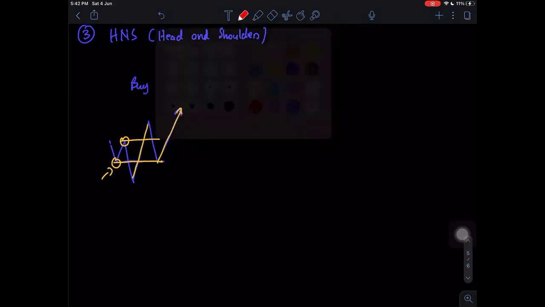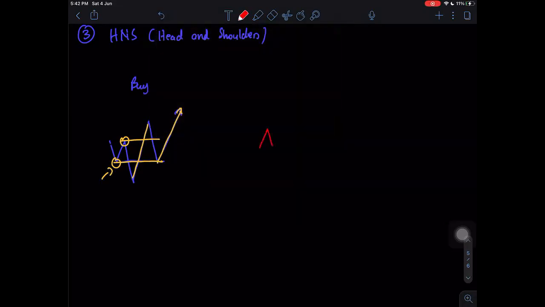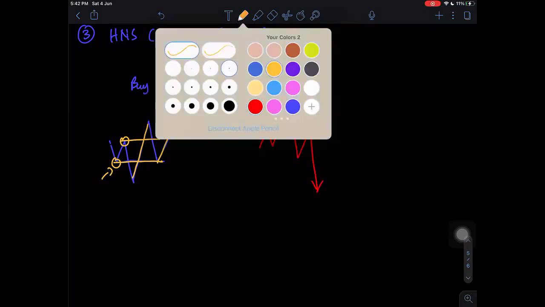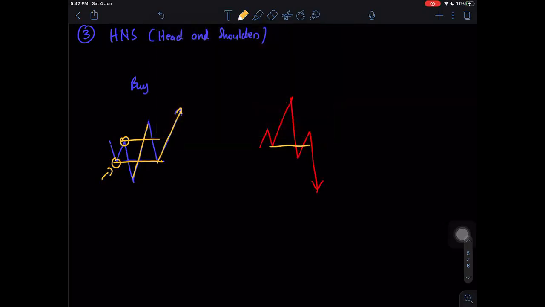And now we have the sell variation, which goes like this. It has to break this out, has to break this out, and it has to return here. Price comes, and then it goes down.